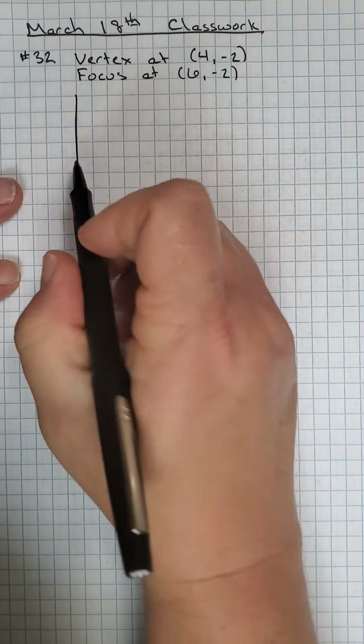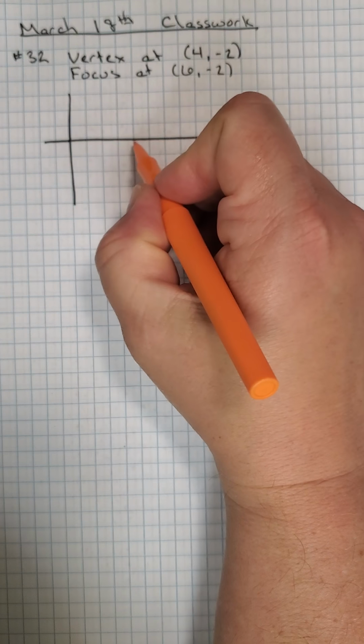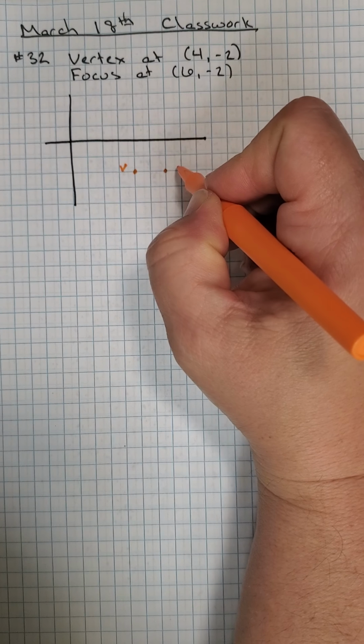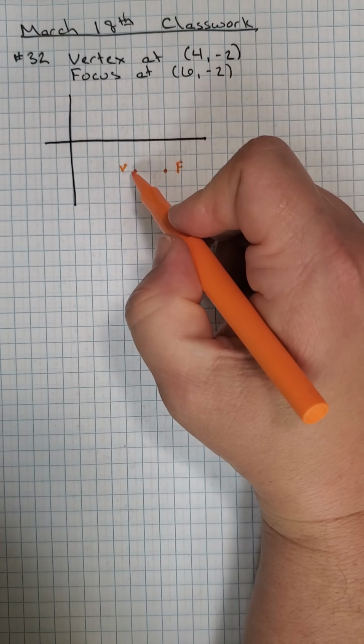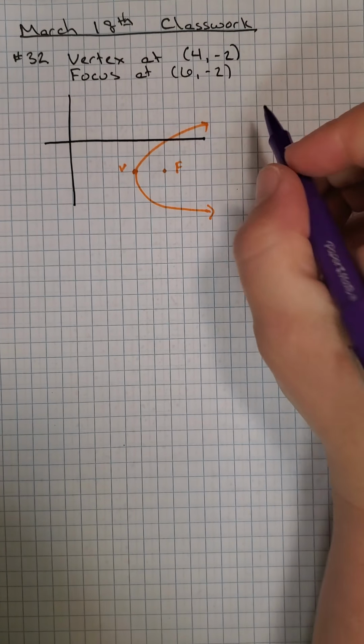So (4, -2), we're going over 4, down 2. There's our vertex. And then remember, the parabola always eats the focus. So if our focus is here at (6, -2), we know the parabola is opening left and right. So if it's opening left and right, that means that our y is the one that's going to be squared. And that's good enough for a sketch.